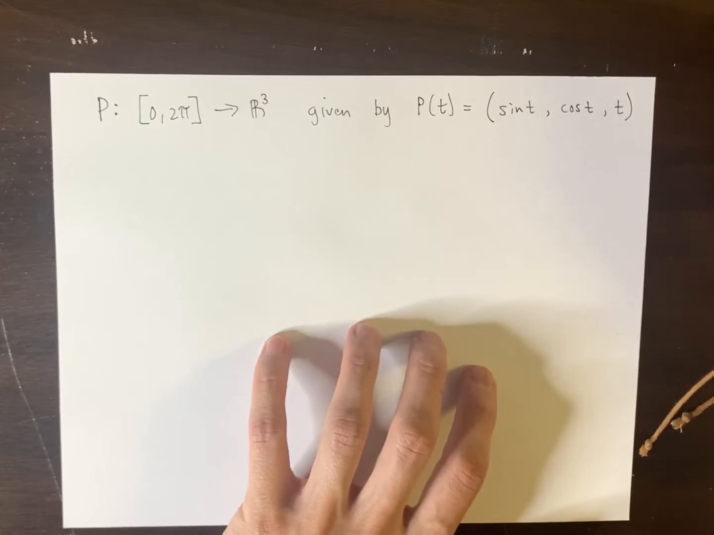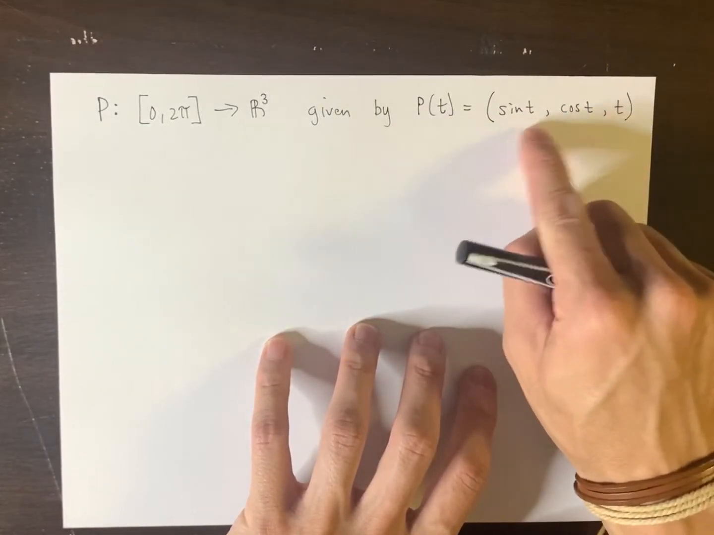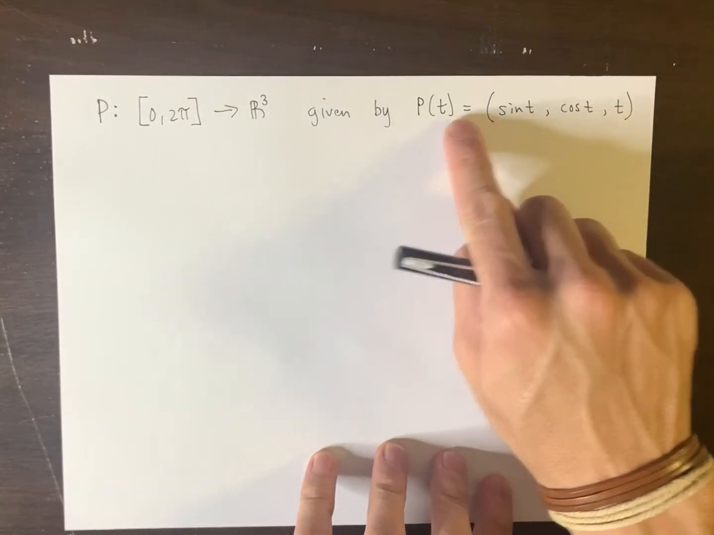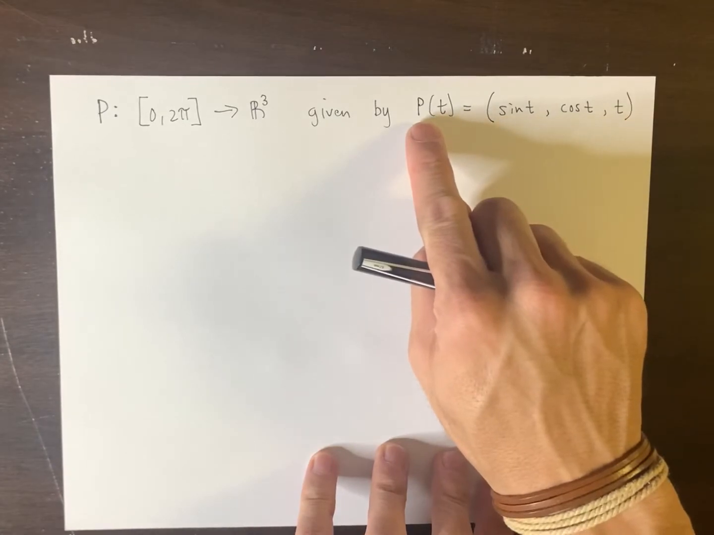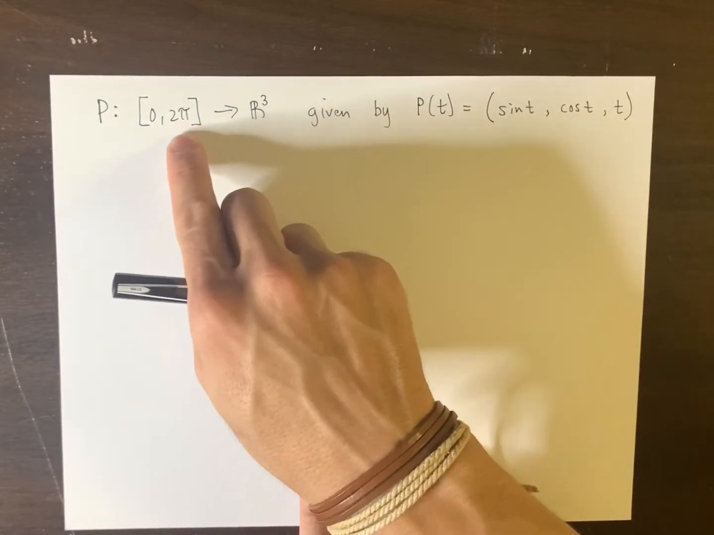So notice what we have. P of t is an ordered triple. It's not x, y, it's x, y, and z. And I don't want to graph all of this. I only want to graph the portion of this that is between 0 and 2 pi.